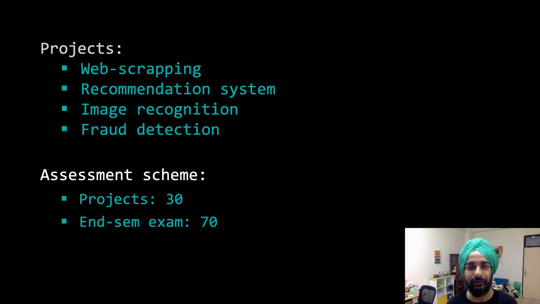The course will also have a few interesting projects like data collection using web scraping, developing an end-to-end recommendation system, developing a prediction algorithm for image recognition, as well as fraud detection. So these projects together will carry 30 marks, while the end-sem exam will carry 70 marks.